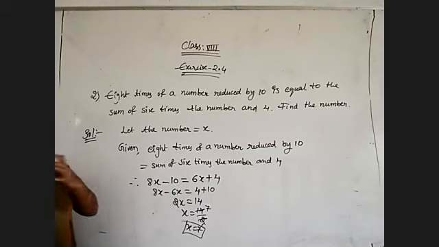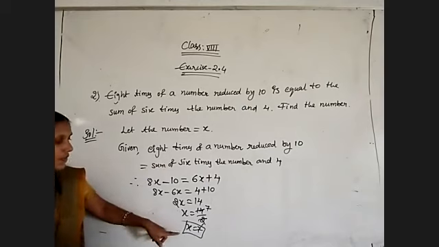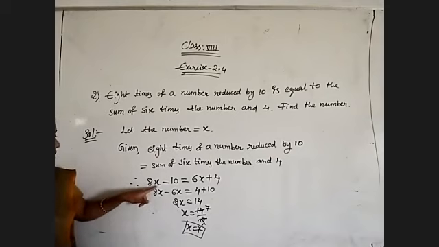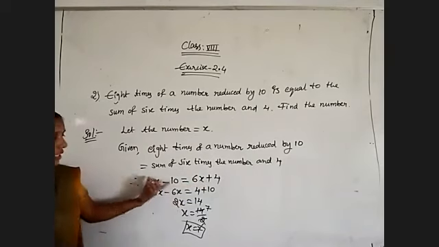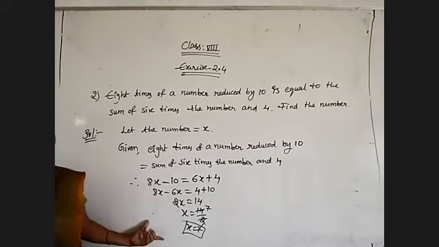Understood. Now observe whatever statement they have given, is that correct or not? 8 times 7, 8 sevens are 56. 56 minus 10 is 46. Now 6 sevens are 42. 42 plus 4 is 46. Both are the same. So whatever answer we got, that is correct.